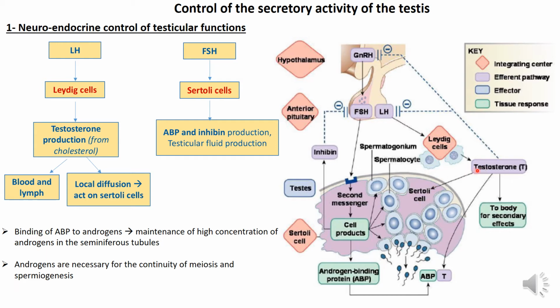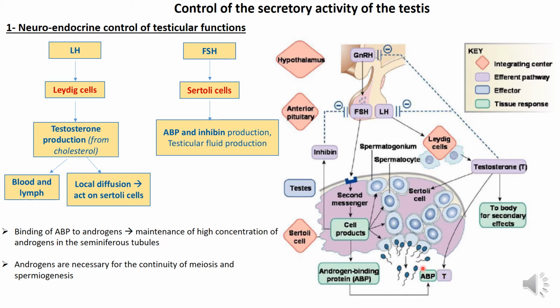Under the action of testosterone, the Sertoli cells produce ABP, the androgen binding protein, and this protein can bind testosterone. In this way the testosterone can be concentrated in the testicular fluid produced by the Sertoli cells, and thus it will contribute to the maintenance of a high concentration of androgens in the seminiferous tubules.